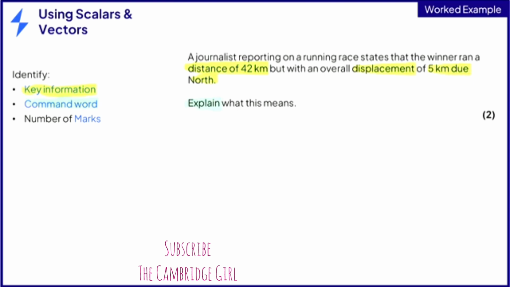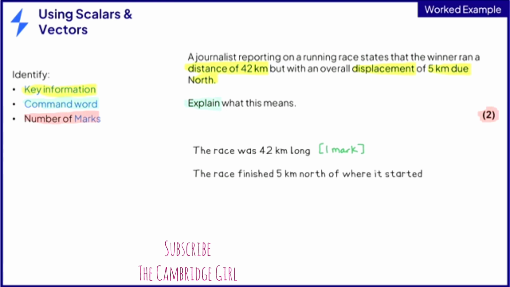Explain what this means. For 2 marks, then we need to make 2 statements for our answer. A distance of 42 kilometers means that the race was 42 kilometers long. This is the first mark. And the overall displacement of the race was 5 kilometers due north, which means the race finished 5 kilometers away from where it started. And this was exactly north of the starting point. This is for the second mark. Remember, the number of marks is the number of points you need to make in your written answer.